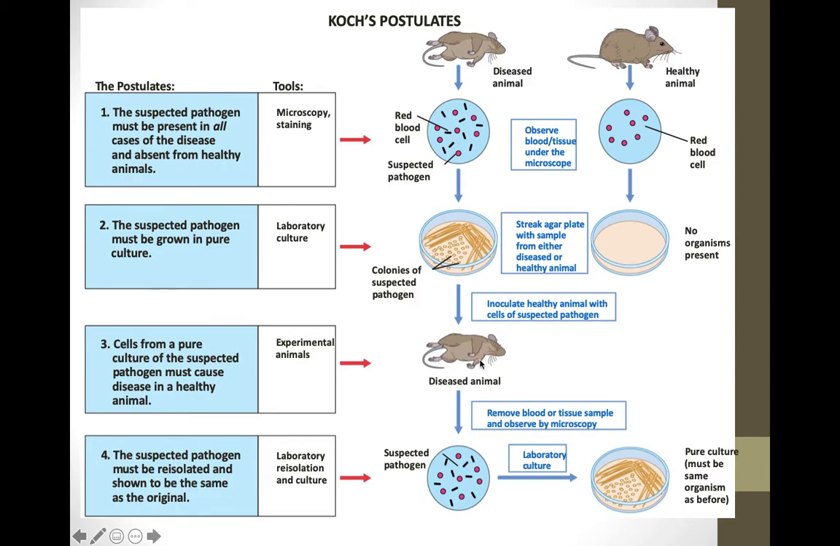All these steps show that it's the same organism that causes the same symptoms. This is how you link this organism causes this disease. And this is how he did this. This is called Koch's postulates. Very cool experiment. Very, very simple experiment.